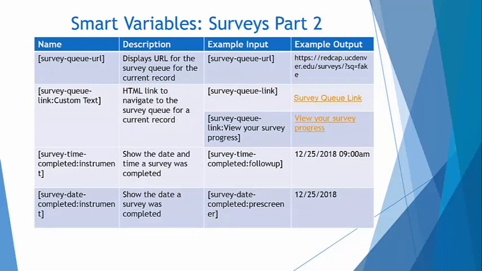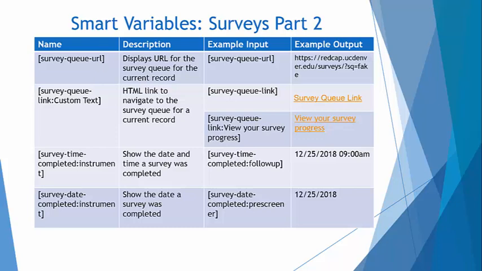Survey queue link custom text will provide a customized HTML link to take you to the survey queue. Finally, we have survey time completed instrument, and this will show the date and time that a survey was completed. So for this, you have again the smart variable name, survey time completed, and then you give the form name, follow-up, and it will provide the date and time that the survey was completed.